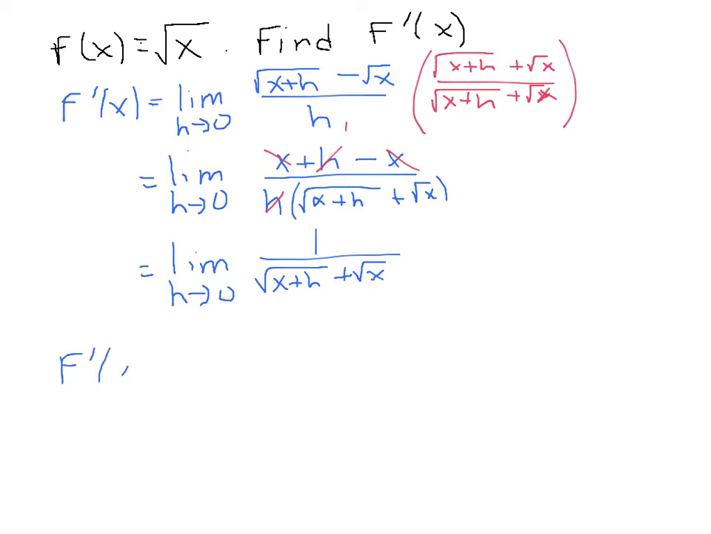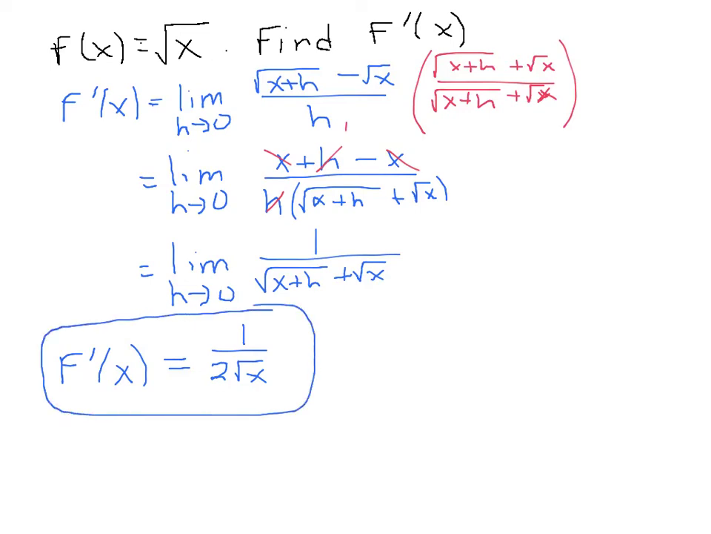So the derivative of f of x is going to be, as h goes to 0, 1 over 2 square root of x. And we said before, we don't want to leave radicals in the denominator. We could take it out of there, but it's really not going to make any difference at this point because we're just going to be evaluating that for some value of x. So here is our derivative of the function f of x equals square root of x.